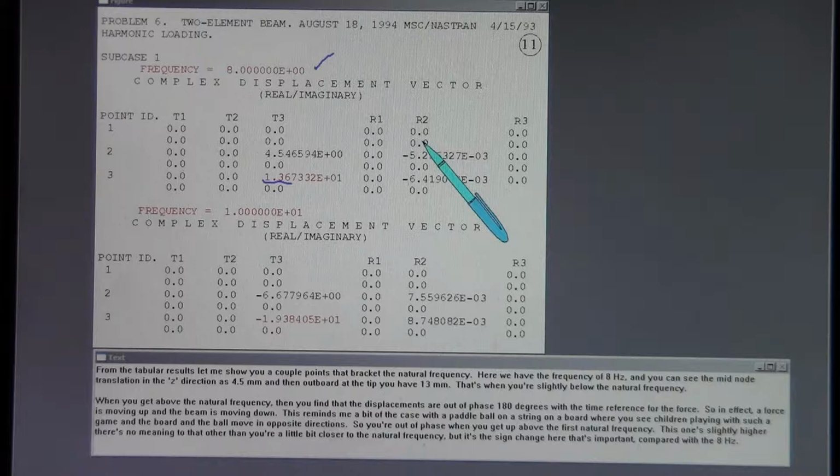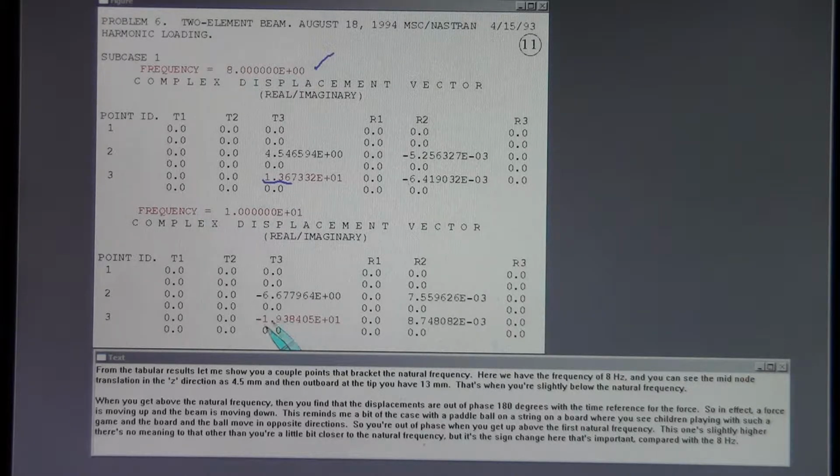When you get above the natural frequency, then you find that the displacements are out of phase 180 degrees with the time reference for the force. So in effect, the force is moving up and the beam is moving down. This reminds me a bit of the case with a paddle ball on a string on a board, where you see children playing with such a game, and the board and the ball move in opposite directions, so you're out of phase when you get up above the first natural frequency.